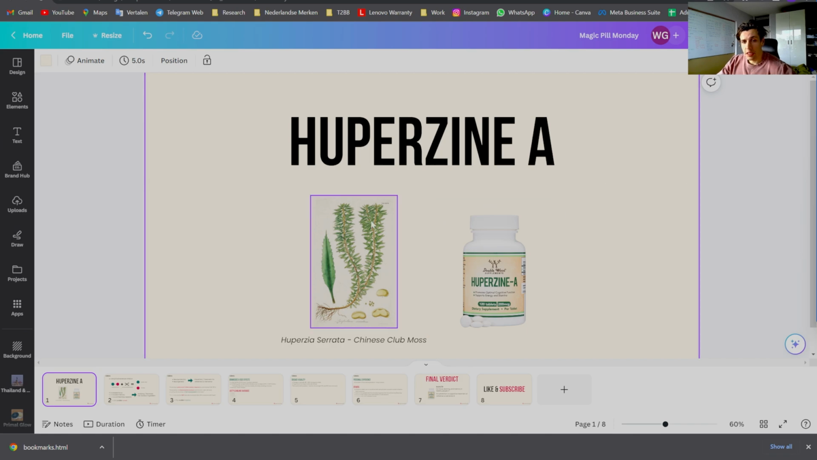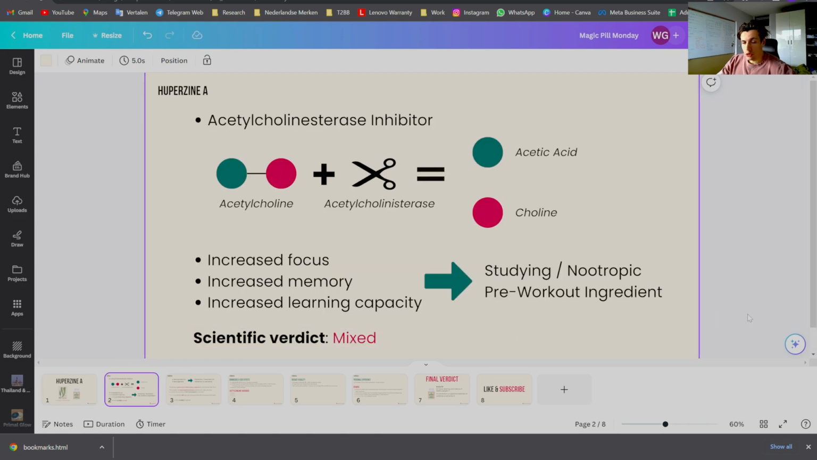So what is Huperzine A actually? It is a molecule that is found in a plant called Chinese club moss. And it's mostly used as a nootropic, meaning that it's meant to improve one's ability to study, to focus, etc.